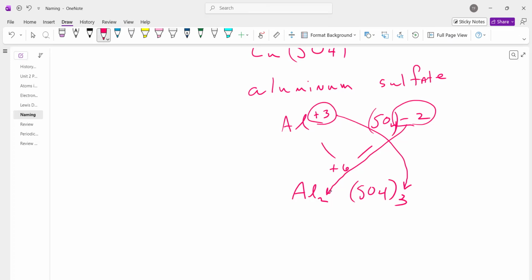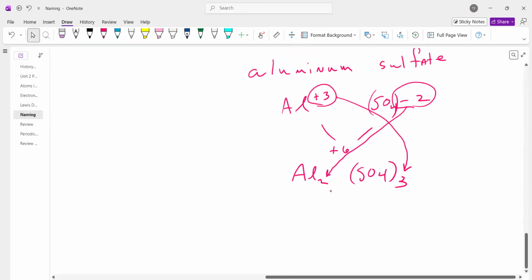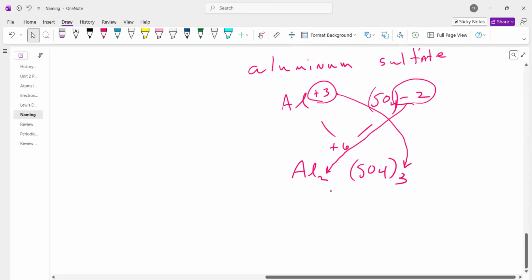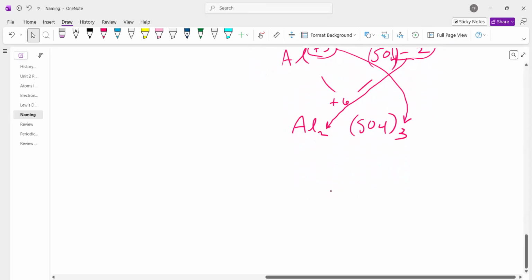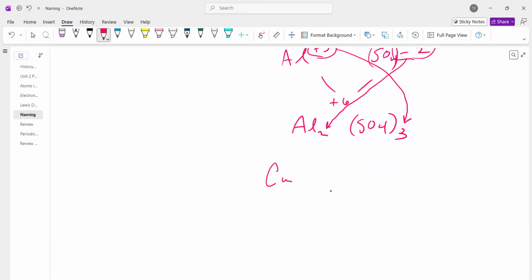Okay. Now let me show you where it sort of doesn't work. Let's do cupric sulfide. Yeah, I told you this, we're +2, -2. We do the cross.